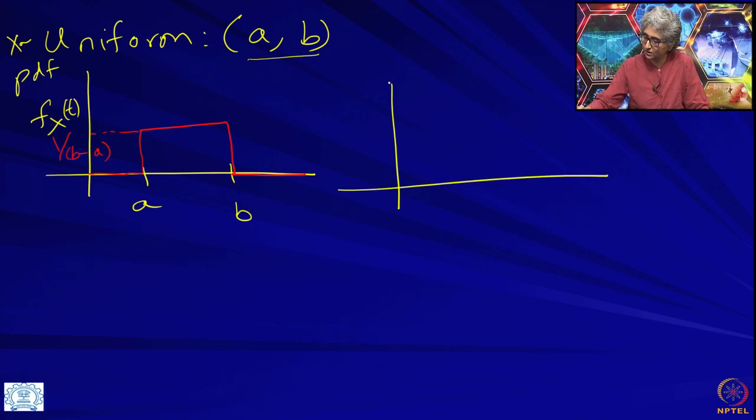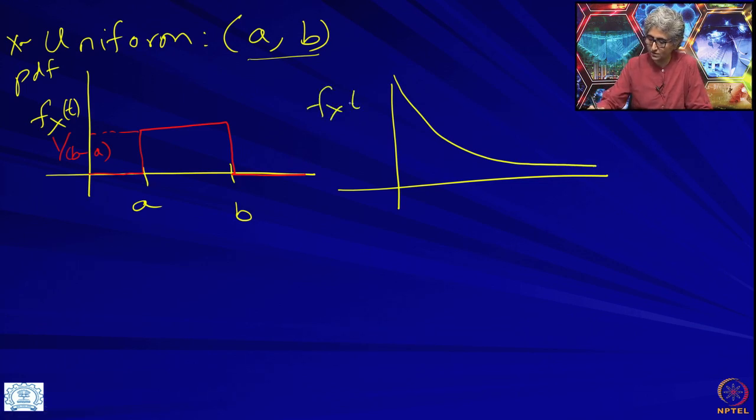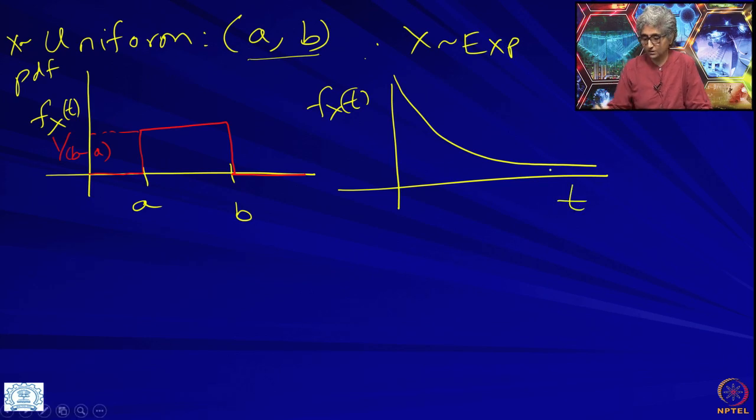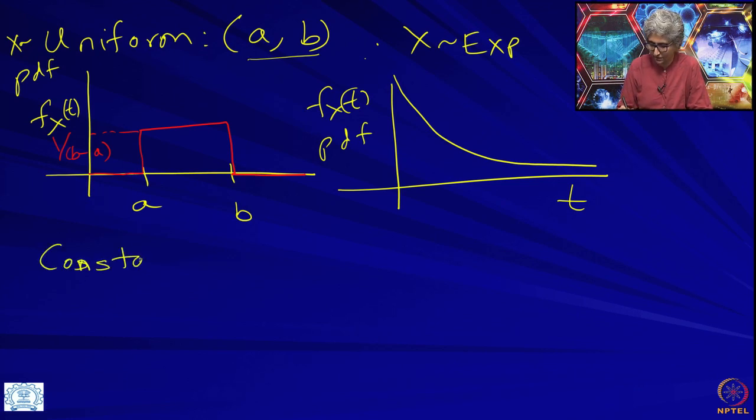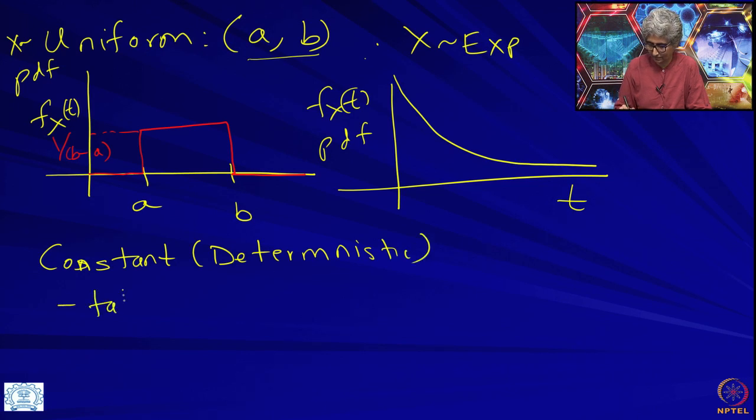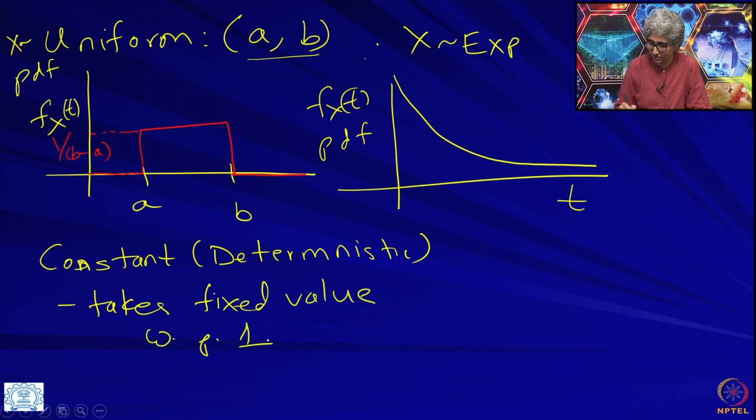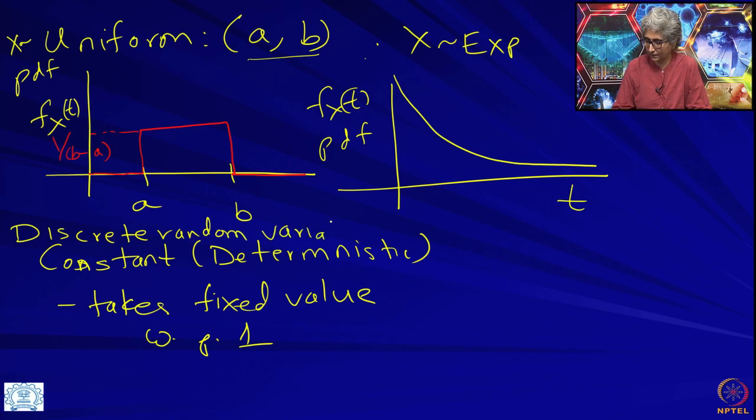And then we have the exponential distribution, where the picture goes like this. Again, this is f_X(t), where X is exponential, and this is t. So this is just what the PDF looks like. For a constant, we can also draw a CDF, but constant just means that it takes a fixed value with probability 1. So this is actually a discrete random variable.